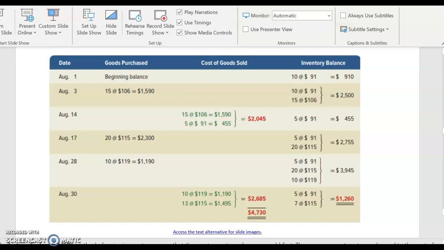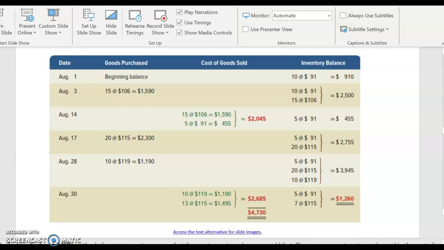Here's an example of the LIFO. This is the same example we used for the FIFO inventory. You'll see the beginning balance 10 at 91, the purchase of 15 at 106. In that first sale on August 14th, then, we sell the goods that we bought last. So we first take from the $106 batch. We take 15 from that, and then we go into the earlier batches. So it's reversed from the FIFO. If you walk through the rest of that, you'll see the additional purchases. We get down to the sale, we take from the last group and work our way up.